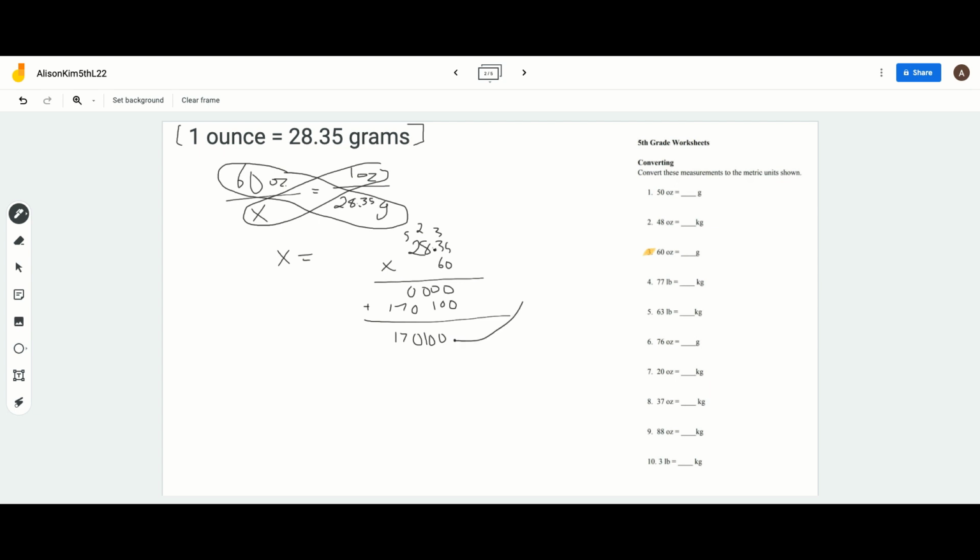Now we have to look back. We're going to look back to the original problem, which is 28.35 times 60. And the only decimal points that I see are these two right here. So we're going to move this decimal at the end twice to the left. So 1, 2. And the decimal point ends right there. We get 1701. Now we're going to bring that up here. So X equals 1701. So in other words, 60 ounces gives us about 1,701 grams. And that's your answer for number 3.